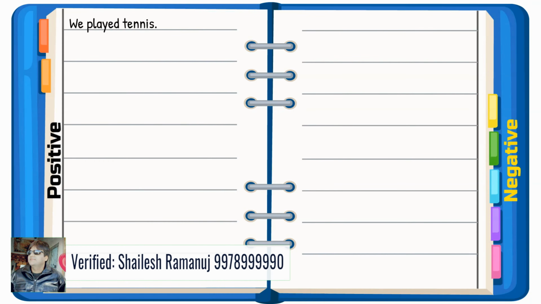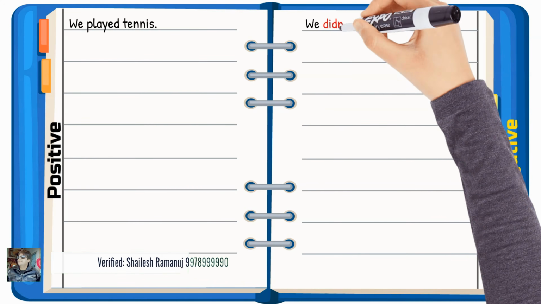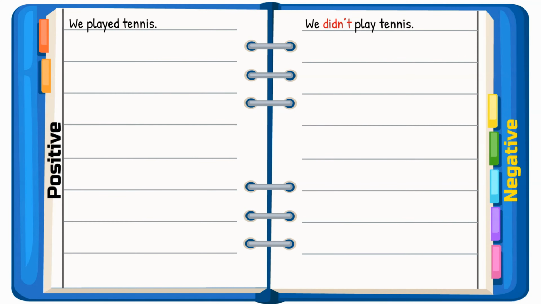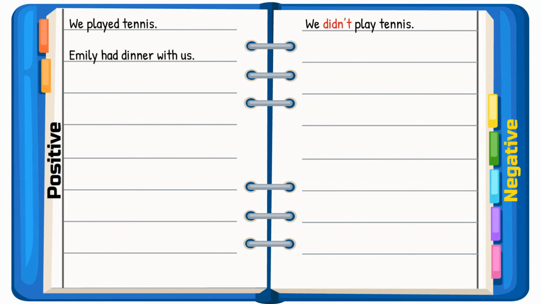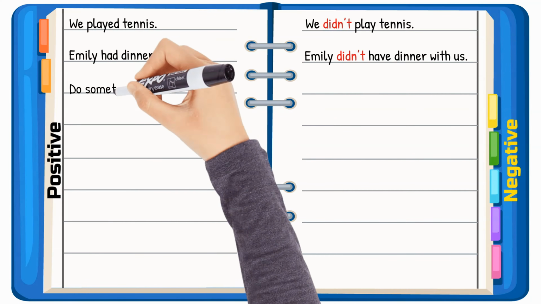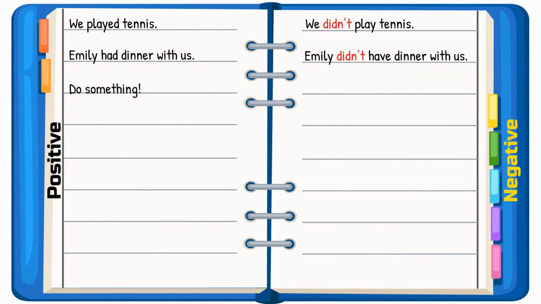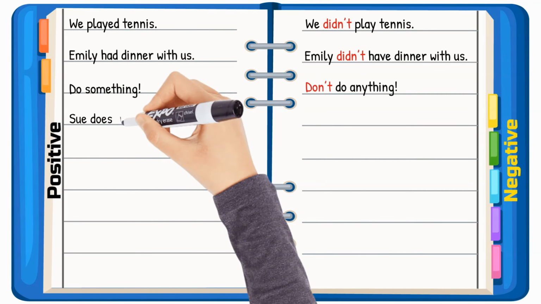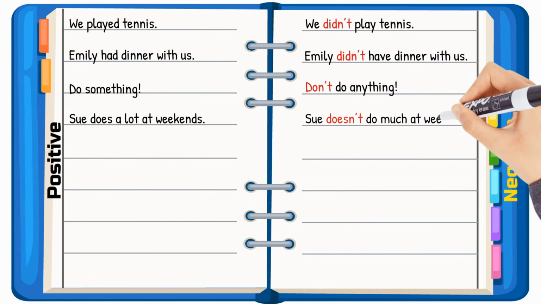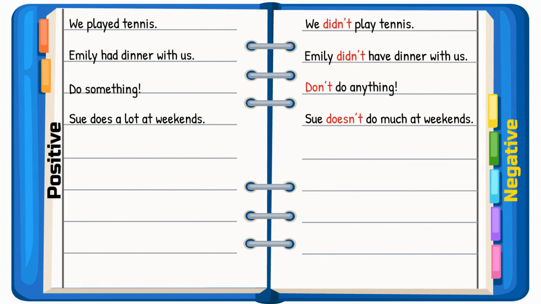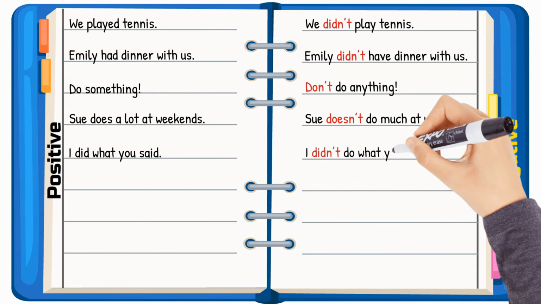We played tennis. We didn't play tennis. Emily had dinner with us. Emily didn't have dinner with us. Do something. Don't do anything. Sue does a lot at weekends. Sue doesn't do much at weekends. I did what you said. I didn't do what you said.